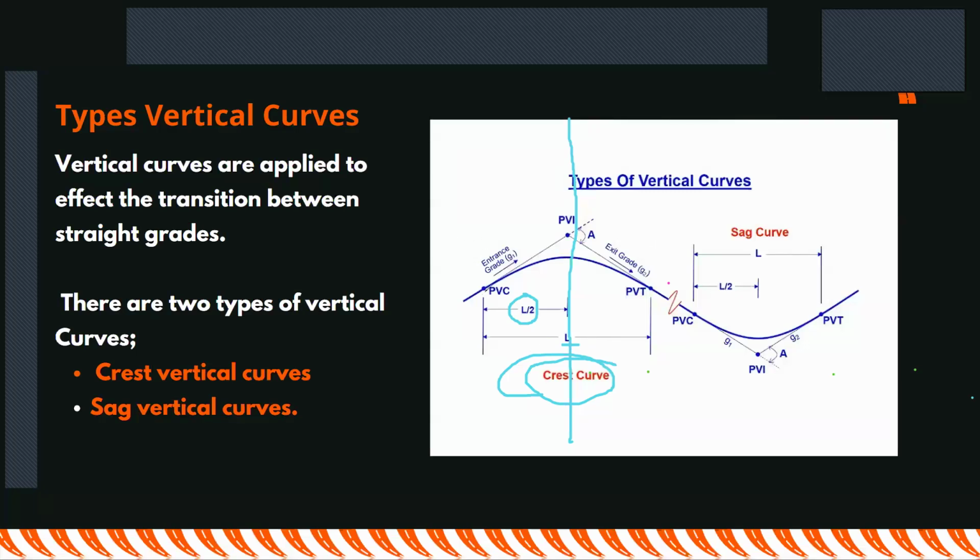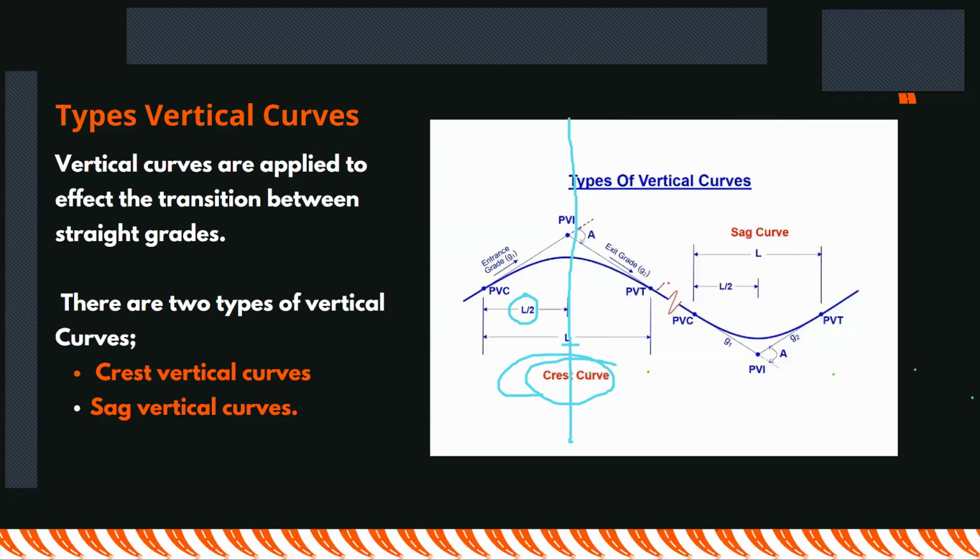Please note that the length of the curve starts from PVC, which is the point of vertical curvature, all the way to the point of vertical tangency. We're going to be seeing how this is replicated in real life, for example, as we design in Civil 3D, so that we can enrich our understanding altogether.